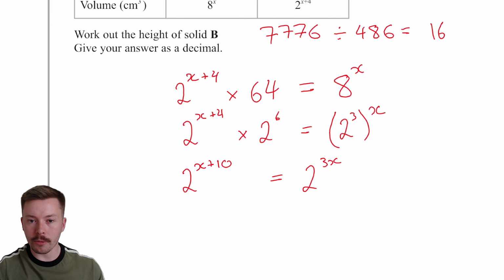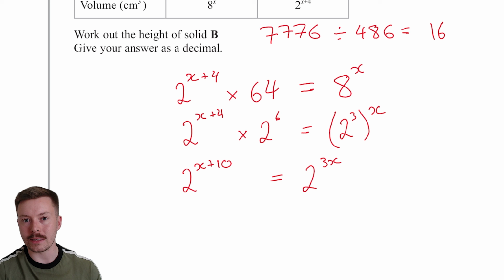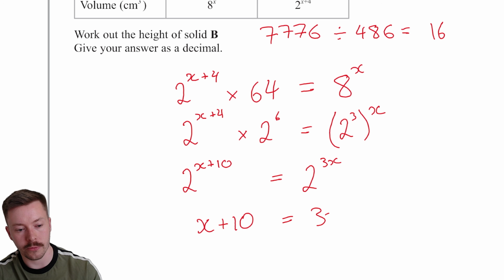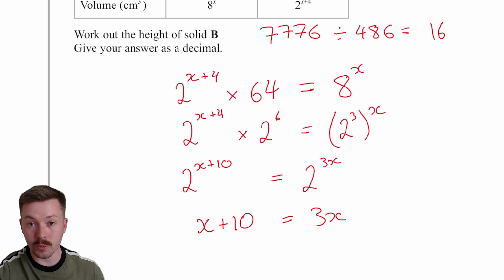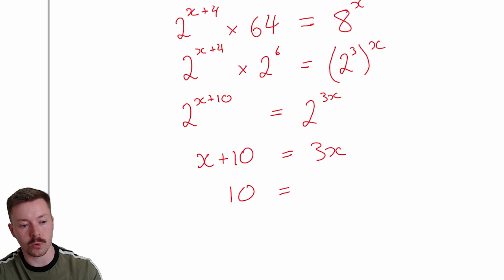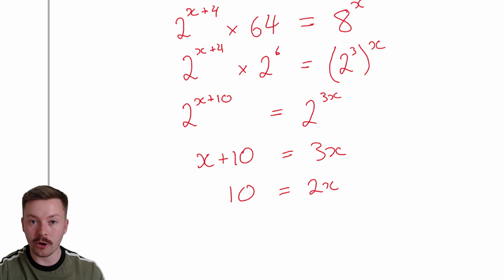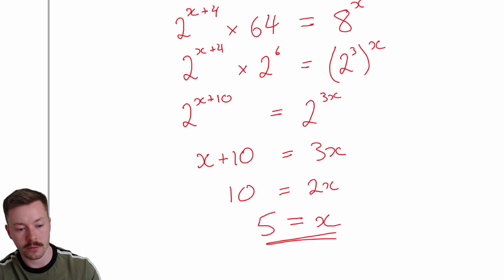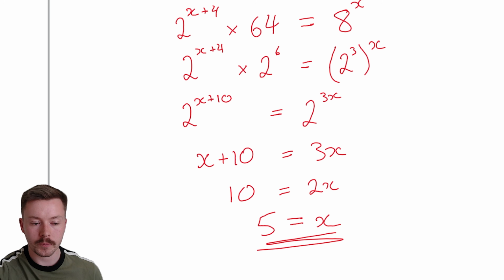Now, because we've got one thing on the left and the right with the same base, we can then equate the powers. Those powers must be the same. So x plus 10 has to be equal to 3x. We can then subtract x from both sides of that equation and get that 10 is equal to 2x. Divide both sides by 2 and we get x is equal to 5, which is nice.